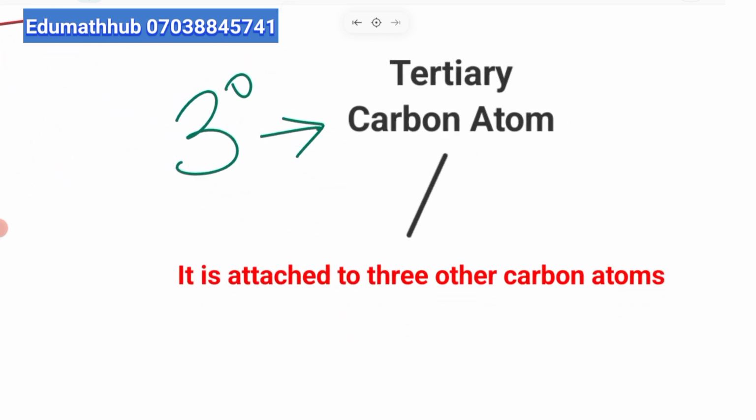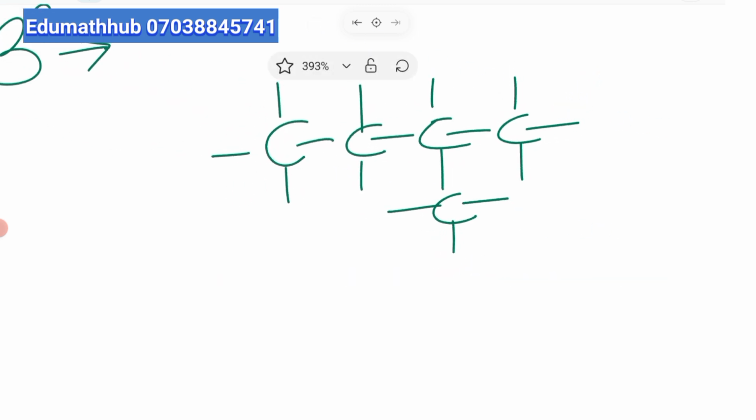The next one is a 3rd degree carbon. So 3rd degree carbon is also called tertiary carbon, and this is a carbon atom that is linked to 3 other carbon atoms. So you have a structure like this. If you look at this structure, you notice something. Let me number it first. Let me just call this one 1, 2, 3, 4, 5.